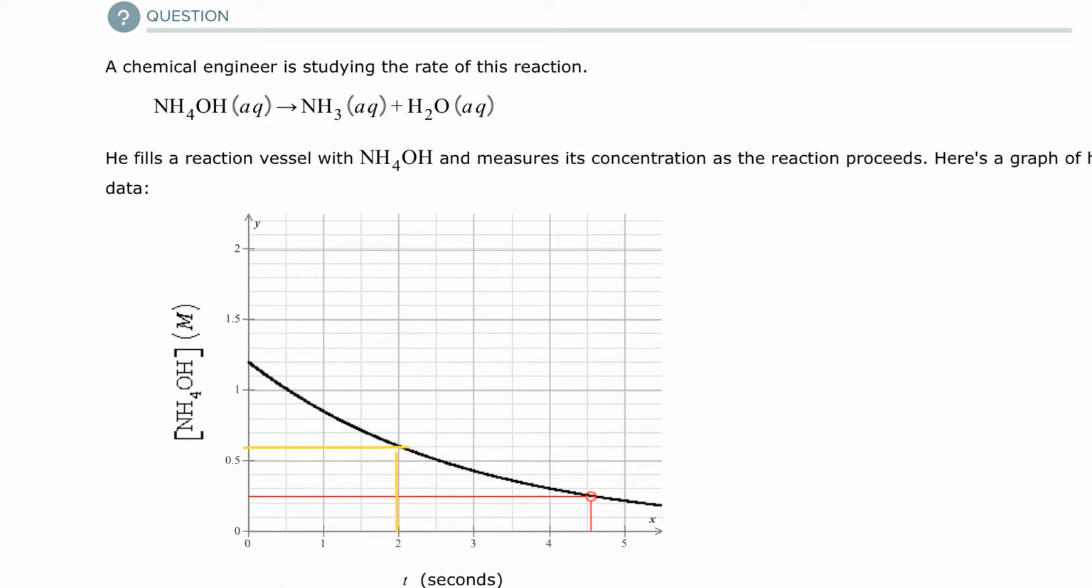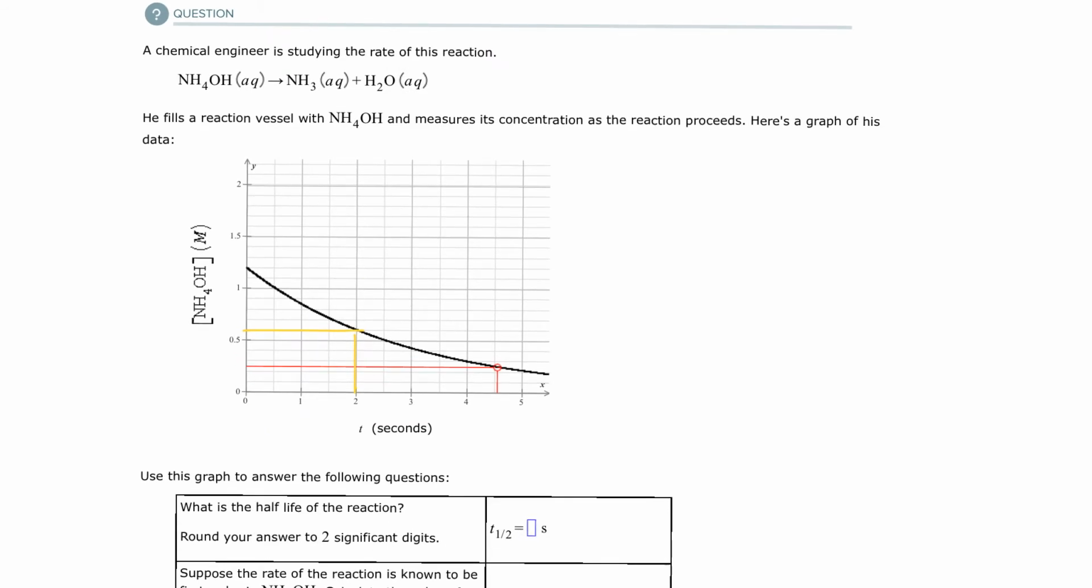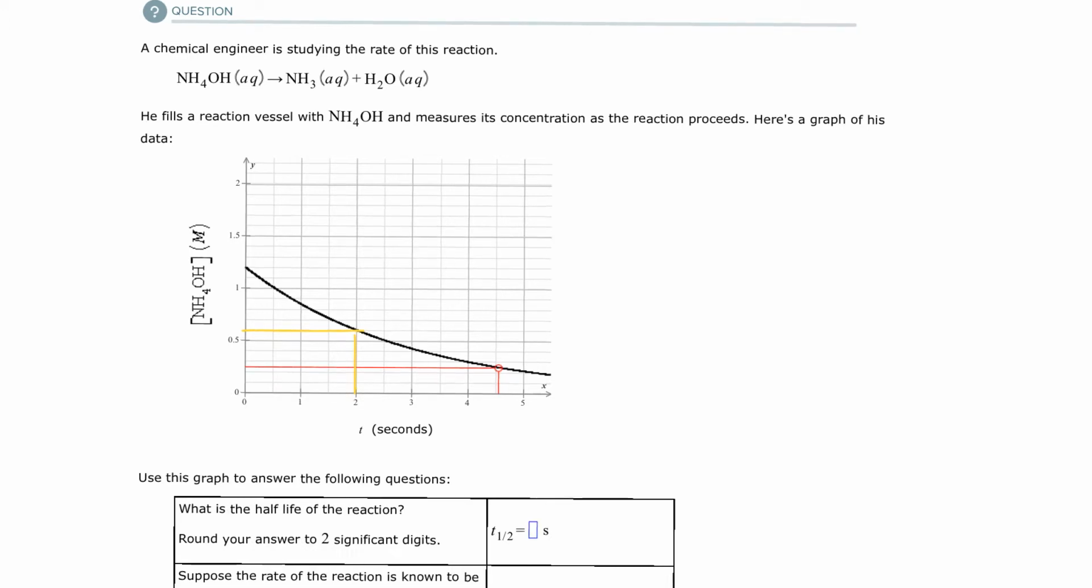And so the first question they're going to ask is, what's the half-life of this reaction, right? How much time has gone on before half of the stuff is left? Okay, so a graph is easy to answer this question. It would be a little harder if you didn't have a graph, but you do have a graph, and so it's really easy. So let me pull it up one more time.